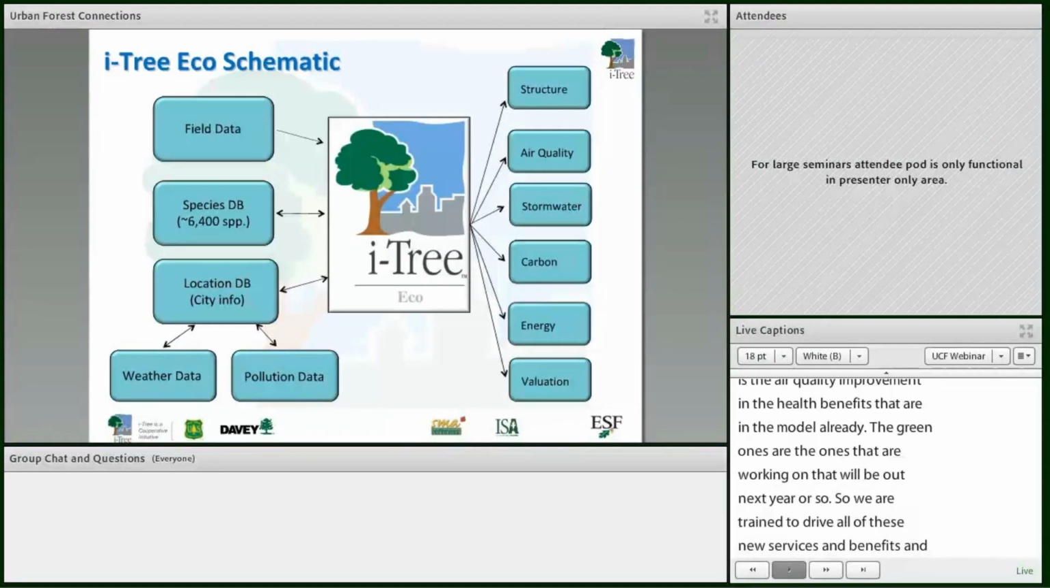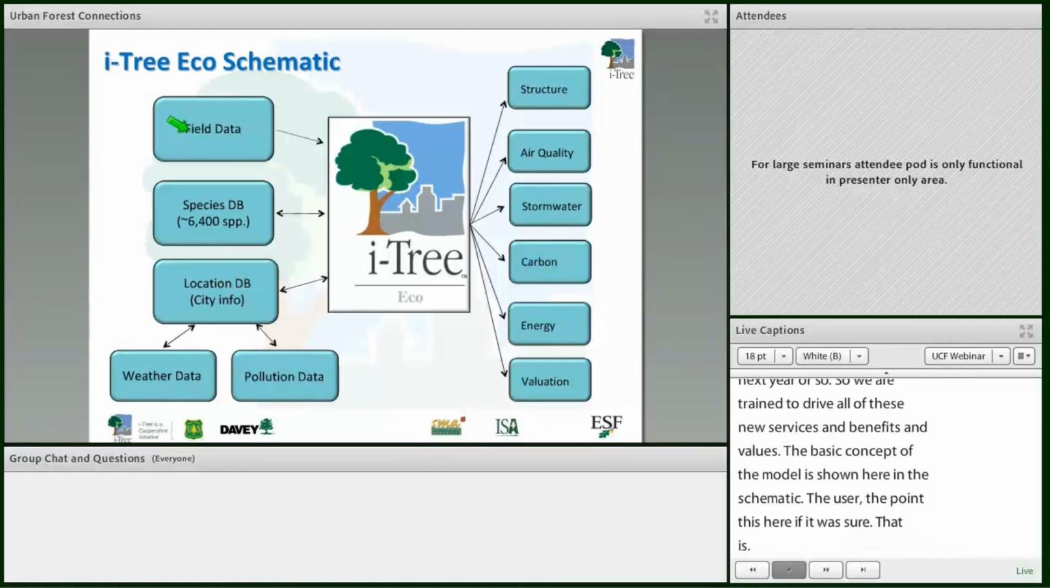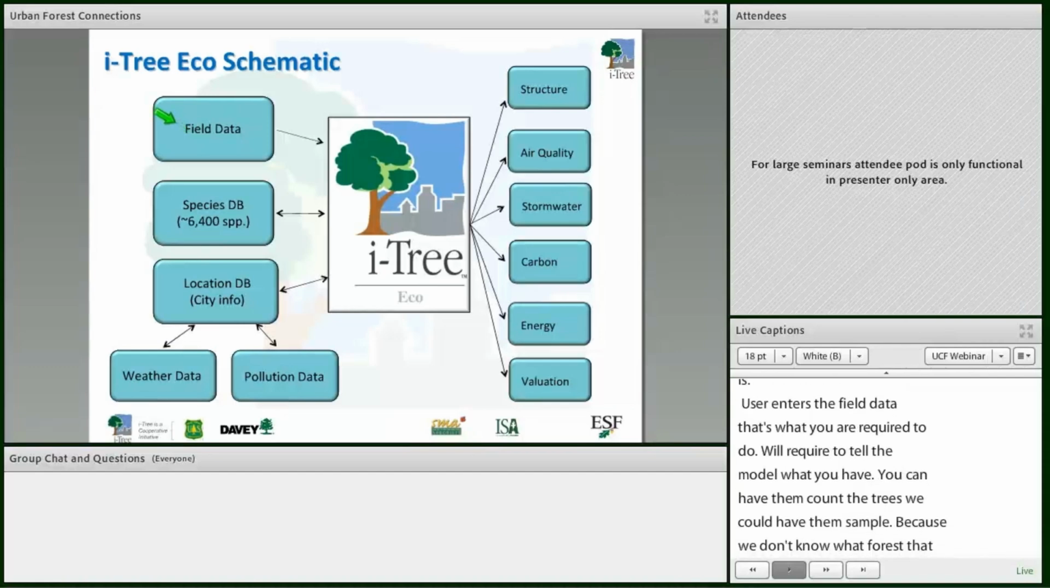Basic concept of the model is shown here in the schematic. The user, pointer here, if I get it to show up. There it is. The user enters the field data. That's what you're required to do. You're required to tell the model what you have. You can again count the trees or you can sample. Because we don't know what forest you have. All we know, if you tell us, is where you are. So the user's entering the field data.